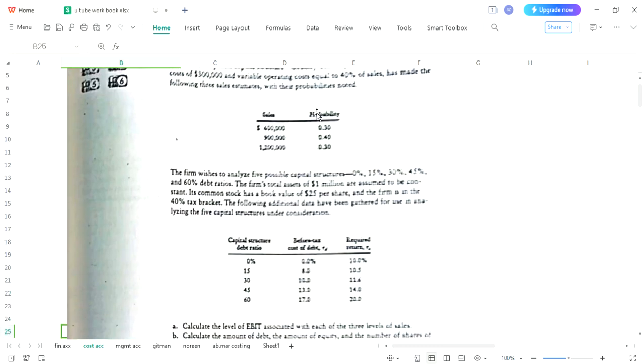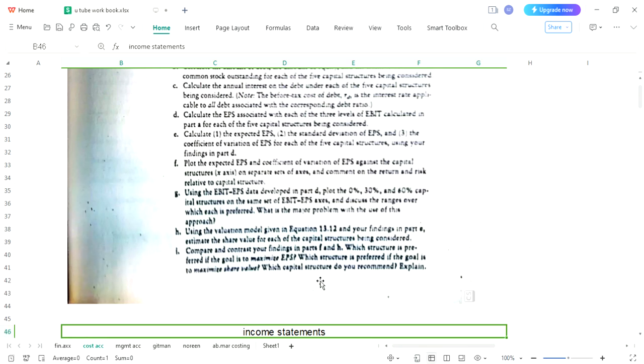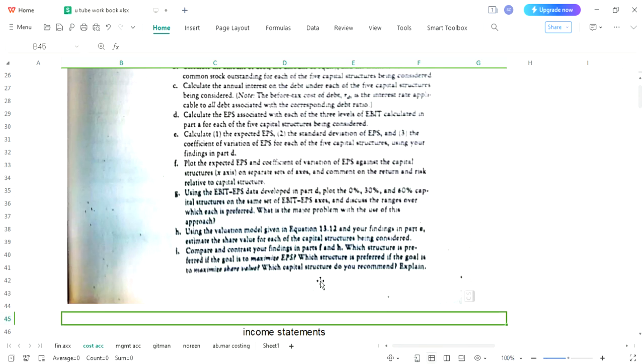Look over here. This is capital structure and equity ratio is 0. Before tax cost of debt is also 0. Required return is here. So these are important things. Capital structure 0 and before tax cost of debt, these are interest rates 0%, 8%, 10, 13 and 17. So in this way we will make heading of first statement.